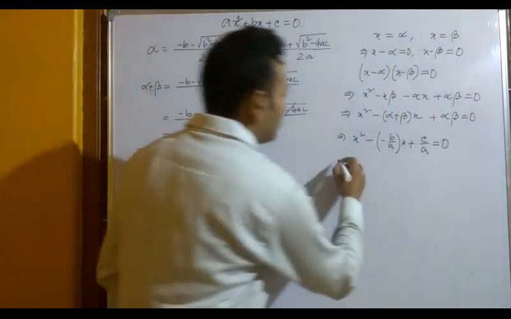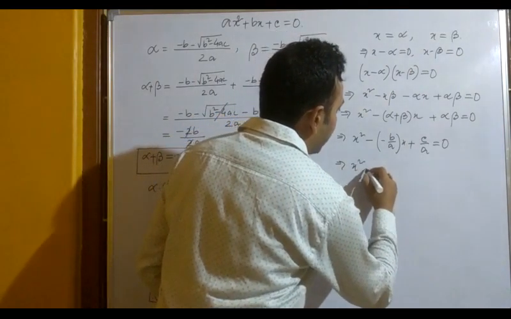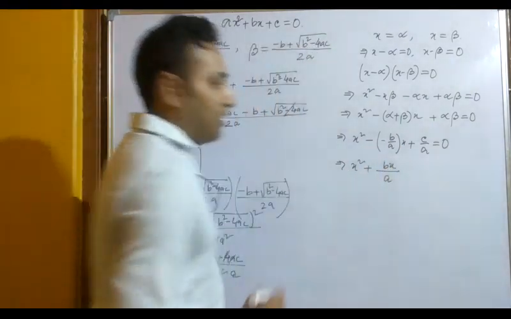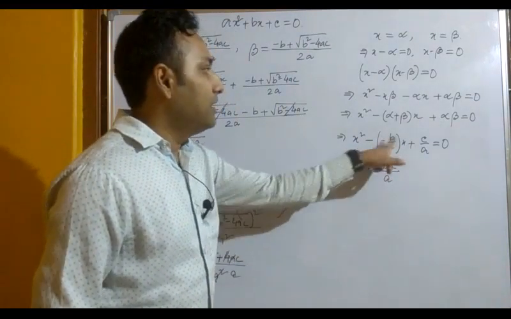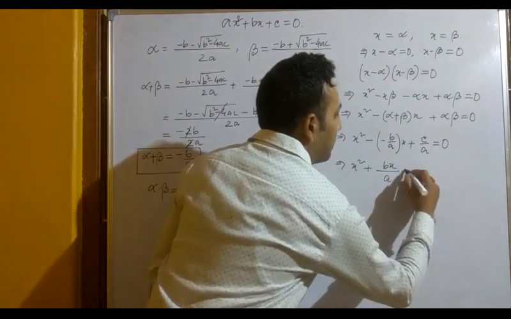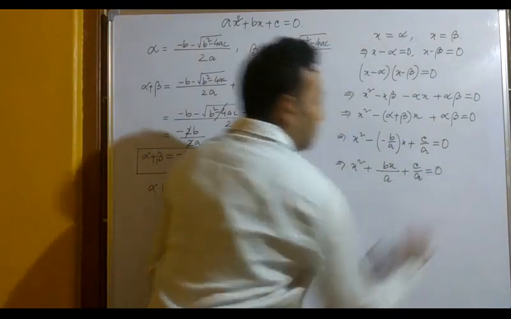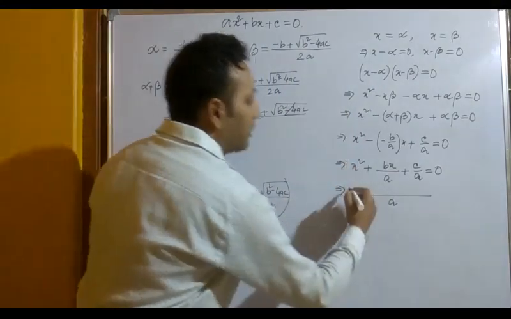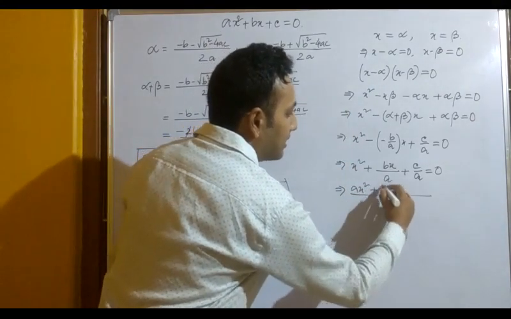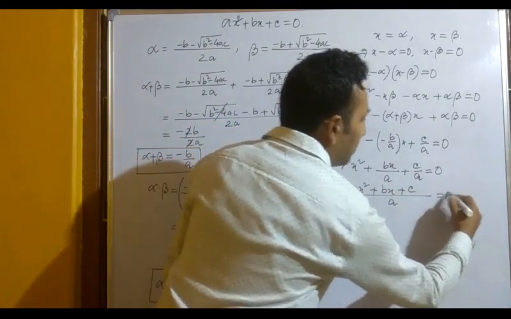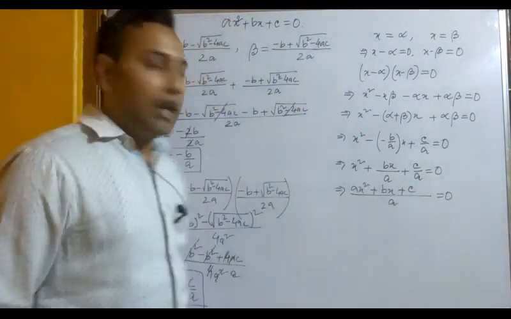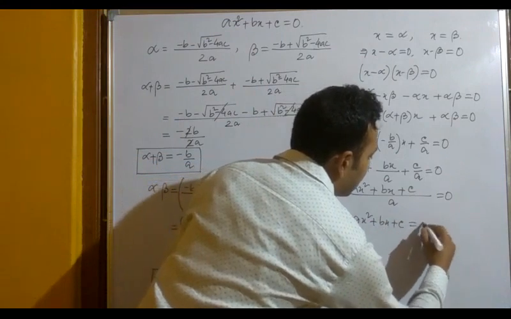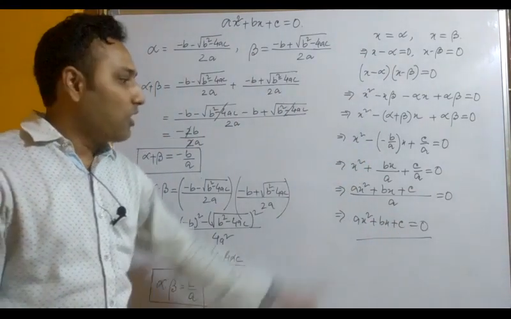Now let us simplify this one. So it will become x² plus bx by a plus c by a is equal to 0. Now if I take the LCM, finally we'll get a. So a into x² will become ax², plus bx plus c is equal to 0. If I multiply this a with 0, how much do I get? ax² + bx + c = 0. So finally we got this equation.